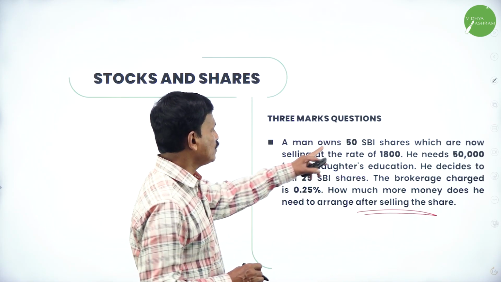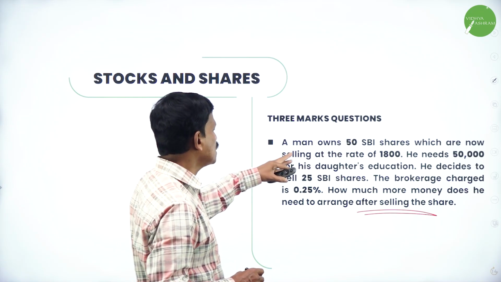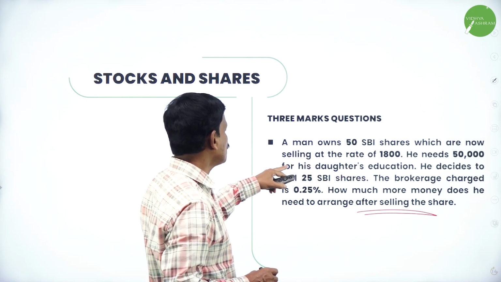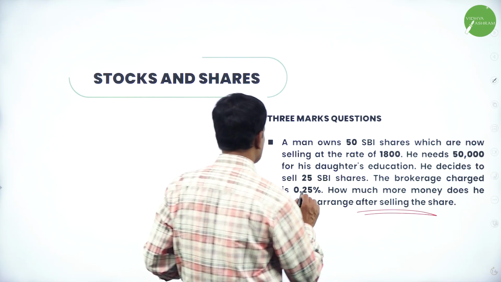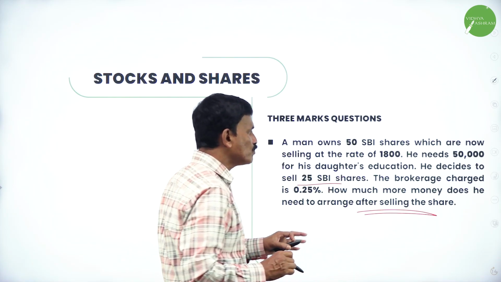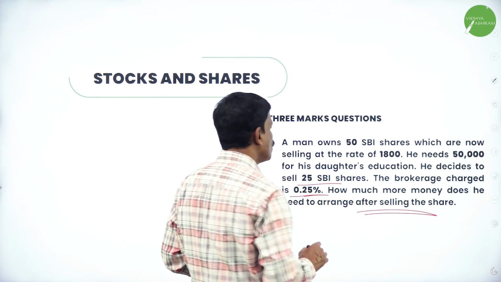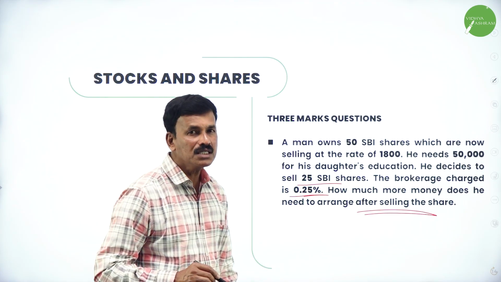Okay, so a man owns 50 shares which are now selling at the rate of 1,800. He needs 50,000 for his daughter's education. He decides to sell 25 SBI shares. The brokerage charge is 0.25%. How much money does he need to arrange after selling the shares?